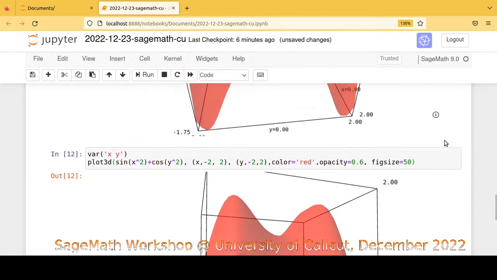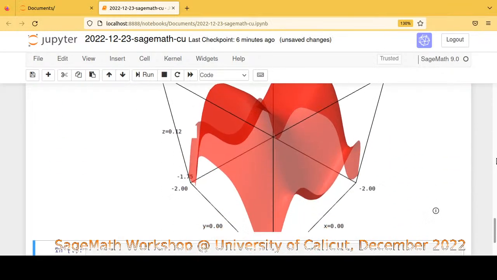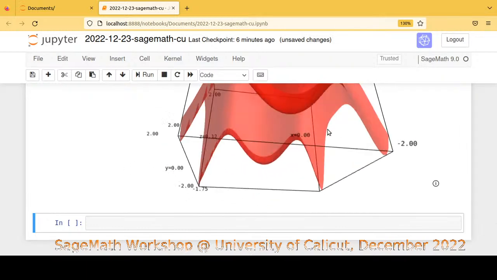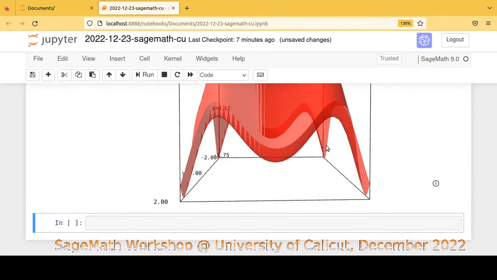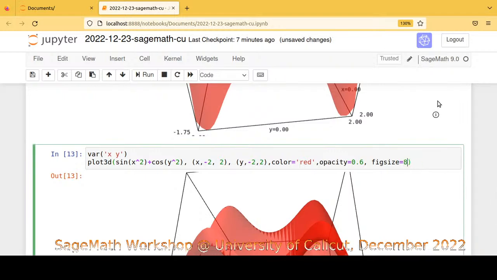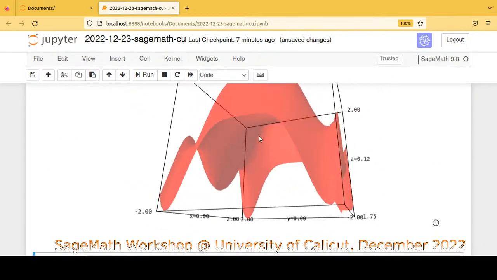Figure size 1. What's the implication of this? It doesn't seem to affect this somehow, but as per the documentation, you should actually get figure size, the default one is 4, and if you reduce it further you will be getting a smaller picture, otherwise you will be getting a larger picture. But here these things don't seem to affect much.